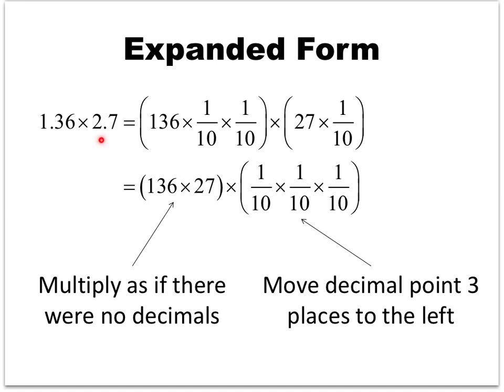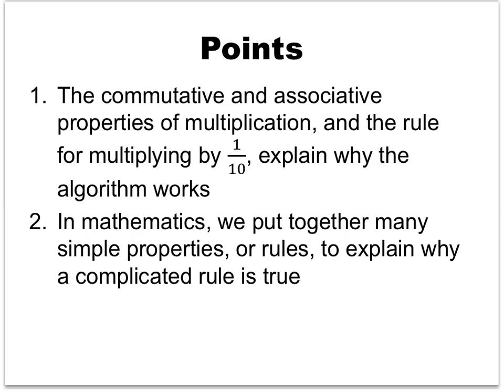So there we go. We took our original problem, rewrote it using that rule, and then we rearranged terms using the associative and commutative properties, and we see where step 1 of the algorithm comes from and where step 2 of the algorithm comes from. So let's just summarize 2 important points that I hope you see from this explanation. Number 1, the commutative and associative properties of multiplication and this rule for multiplying by 1/10 explain why the algorithm works. So we use these ideas, we put them together to explain why this algorithm works, where those steps come from.